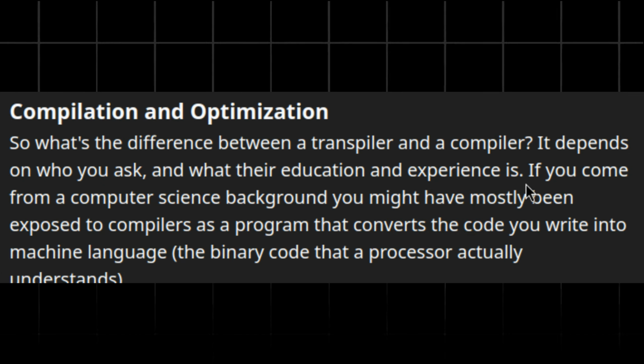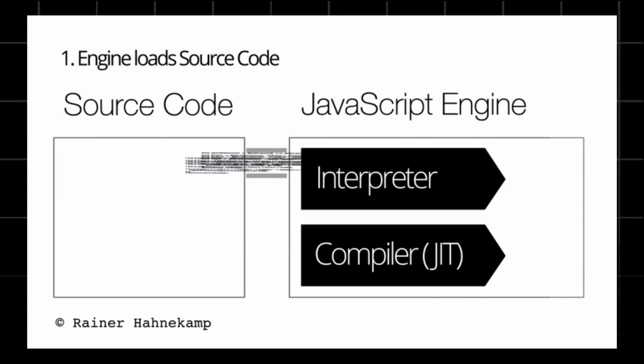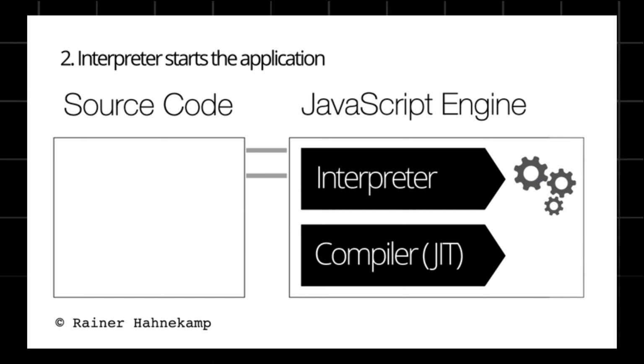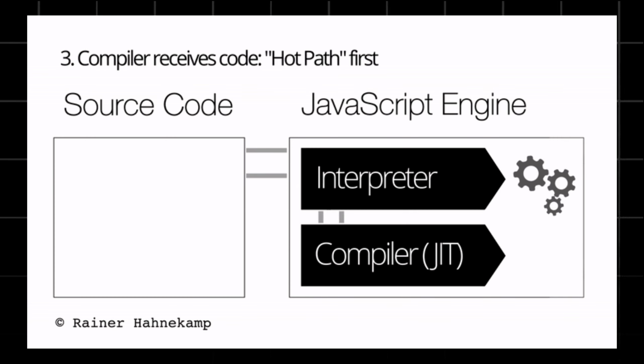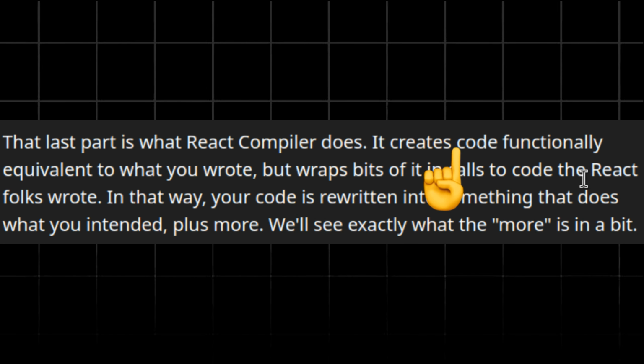So what's the difference between a transpiler and a compiler? Well, it depends on who you ask and what their background, experience, and education are. If you come from a computer science background, you might have mostly been exposed to compilers. The important thing is to understand that a transpiler, compiler, and optimizer are programs that take a text file containing your code, analyze it, and produce a new text file of different code with the same functionality. What the React compiler does is create code functionally equivalent to what you wrote, but wraps bits of it in calls to the code the React folks wrote.